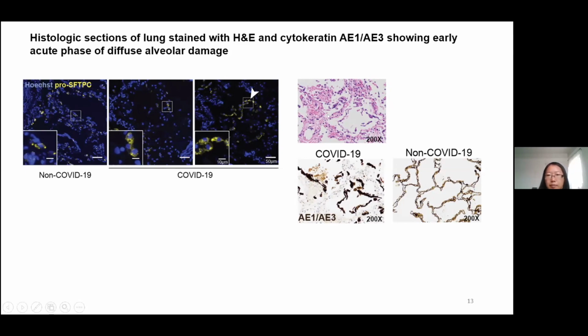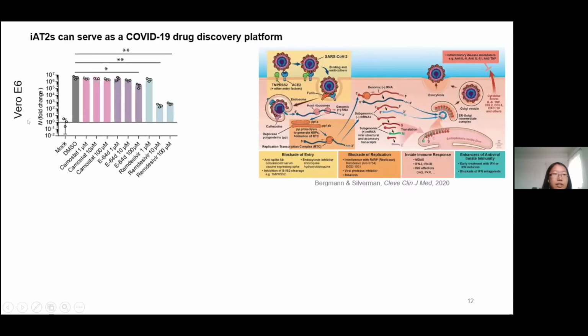And here I'm also showing some H&E stains as well as cytokeratin AE1/AE3 stains to show the sloughing of the epithelium in the injured areas in the COVID-19 samples. And finally, for my last part of the talk, we decided to try to use our platform as a drug discovery platform. We know from the literature and research going on that there are multiple methods of attempting to block viral infection, and that can be blocking entry, replication, or modulating the immune response and enhancing the antiviral response.